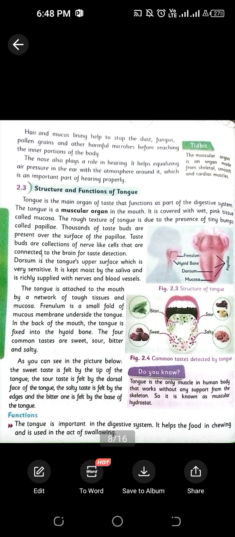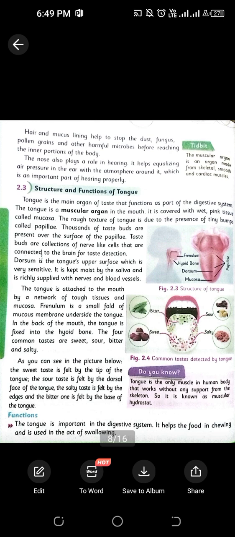The function of tongue is okay, there are some more things as well. Dorsum is the tongue's upper surface, which is very sensitive, and it is kept moist by the saliva. Saliva is a watery liquid present inside our mouth, and is richly supplied with nerves and blood vessels. Tongue is basically attached to the mouth by a network of tongue tissues and mucosa, right? The four common tastes are sweet, sour, bitter, and salty.